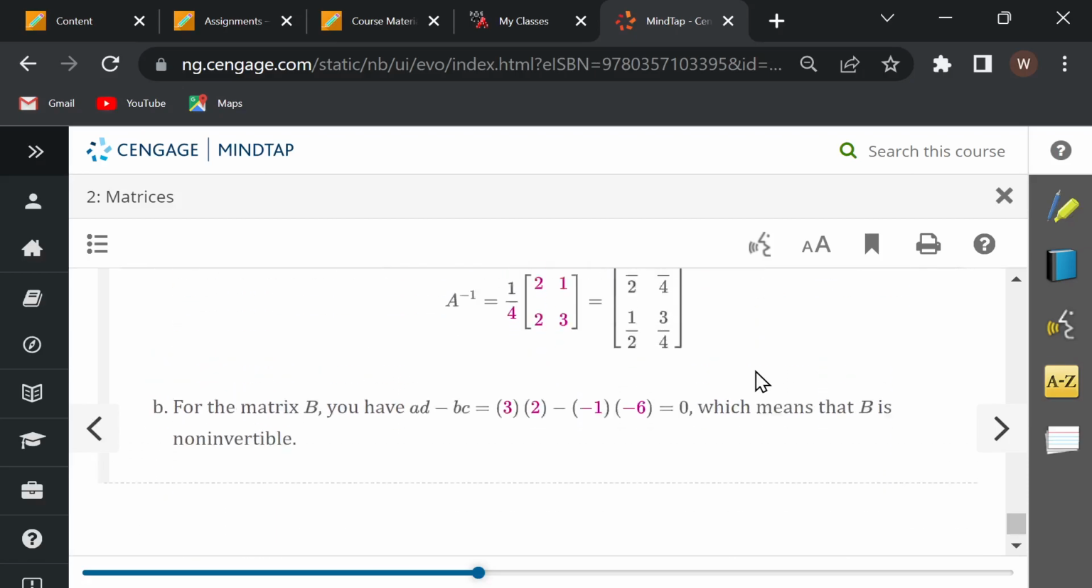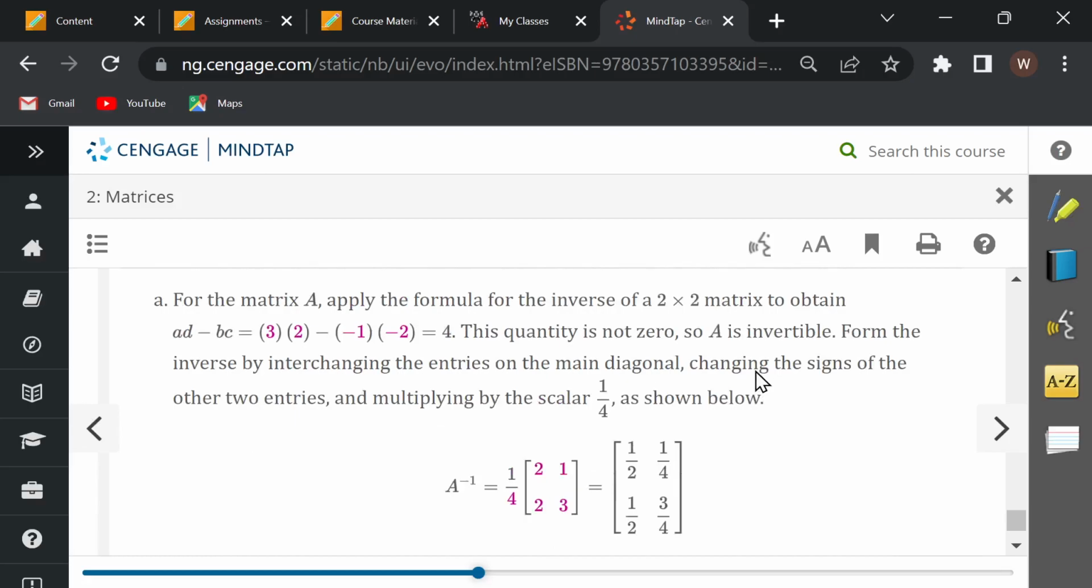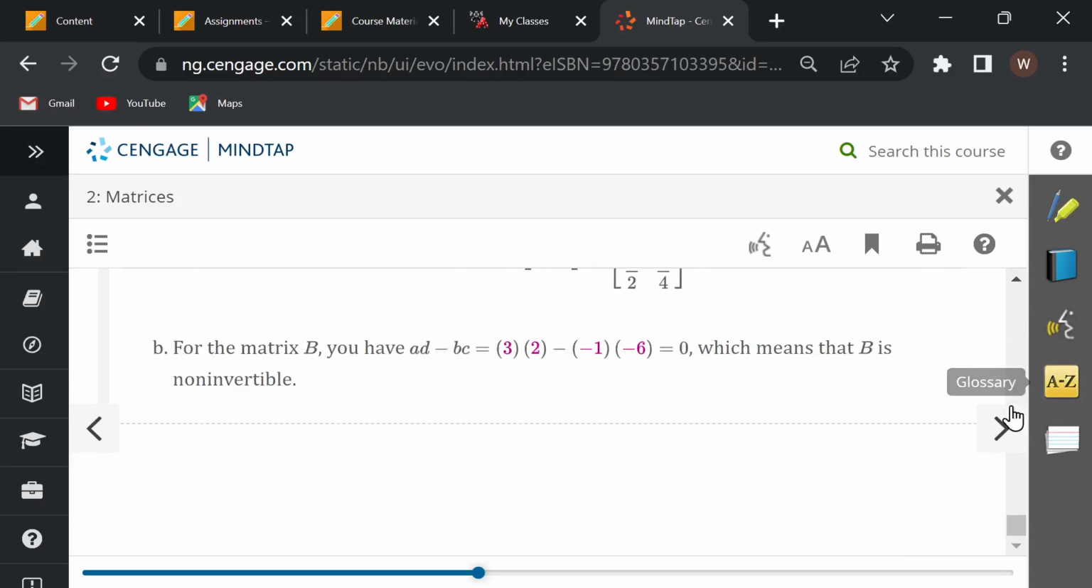So the opposing diagonal is called their anti-diagonal? Yes. Okay.